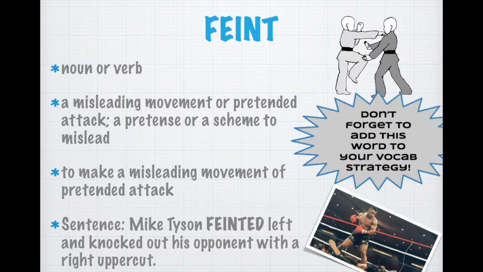The sentence reads, Mike Tyson feinted left and knocked out his opponent with a right uppercut. So he made a fake or misleading movement to the left and then knocked out his opponent with his right. In that sentence, it's being used as a verb. If you want to see it being used as a noun, there's a sentence in your book which reads, the boxer made a feint with his left and then struck a surprise blow with his right. Feel free to pause the video, but we're going to move on to the third word that uses this root.